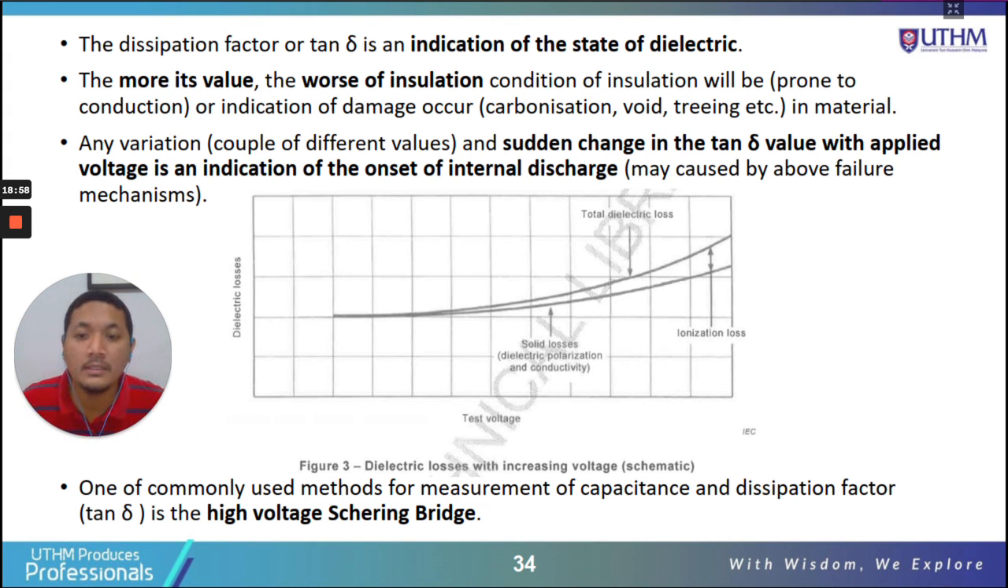One of the commonly used methods for measurement of capacitance and dissipation factor tan delta is the high voltage Schering bridge.